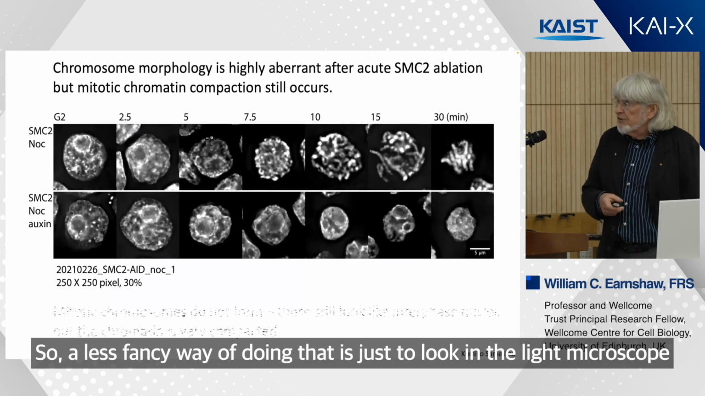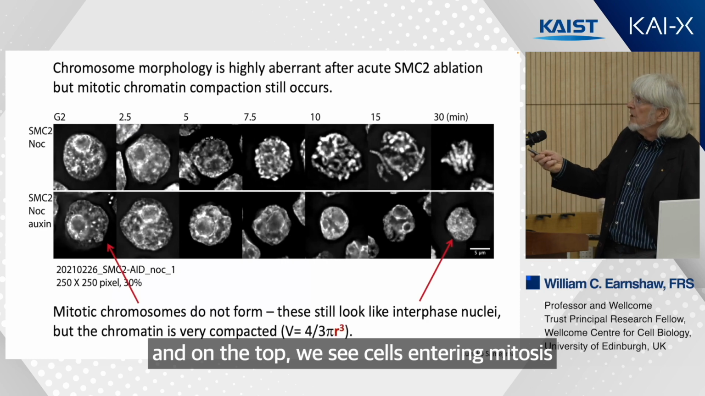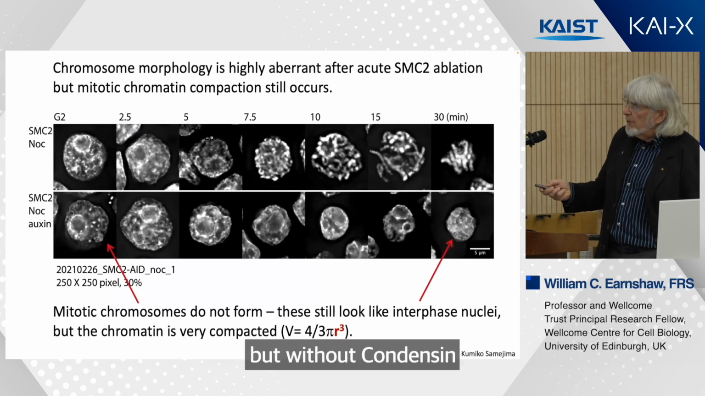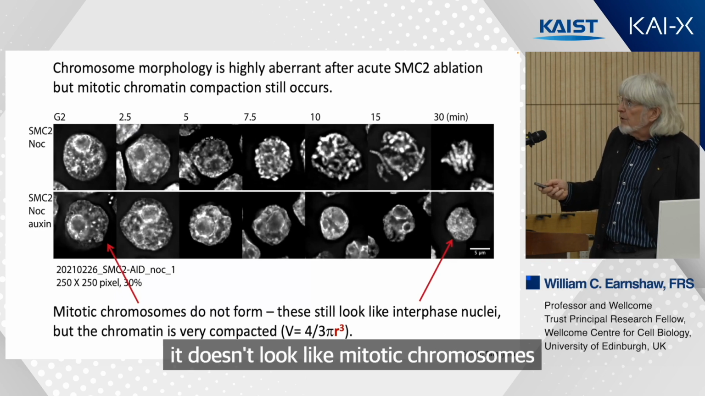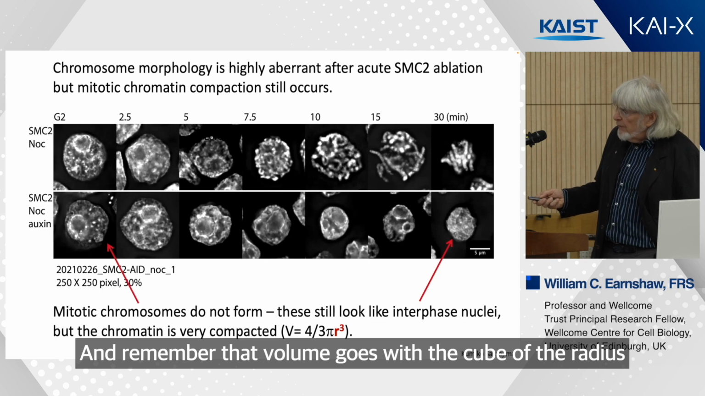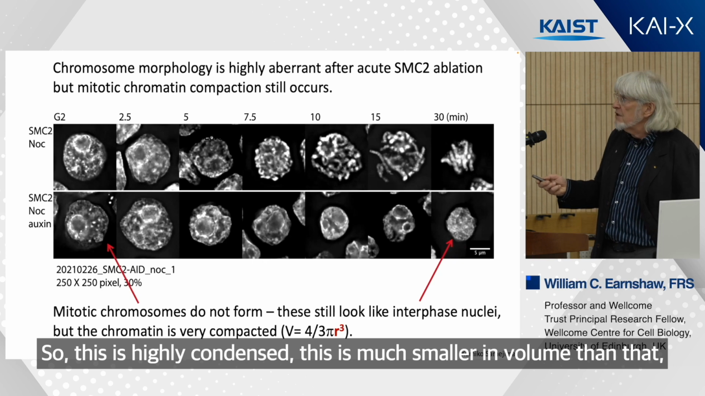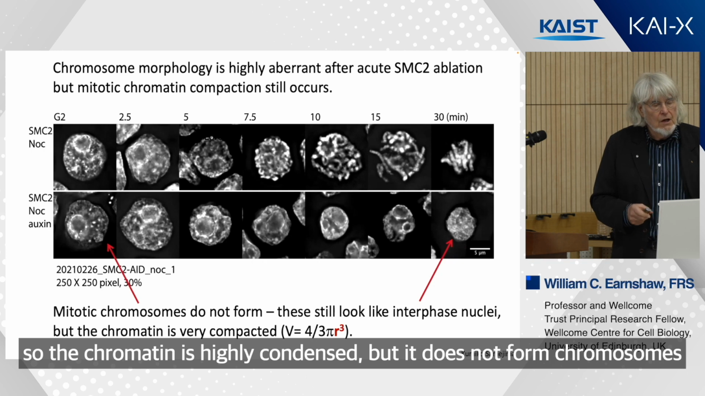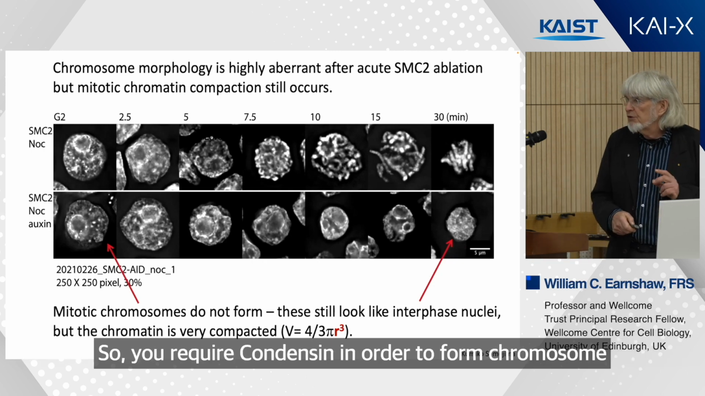A less fancy way of doing that is just to look in the light microscope. On the top, we see cells entering mitosis. And here we see cells entering mitosis under the same time scale, but without condensin. This looks like an interphase nucleus. It doesn't look like mitotic chromosomes, but look how big it is and how big that is. Remember that volume goes with the cube of the radius. So this is highly condensed. This is much smaller in volume than that. So the chromatin is highly condensed, but it does not form chromosomes. So you require condensin in order to form chromosomes.